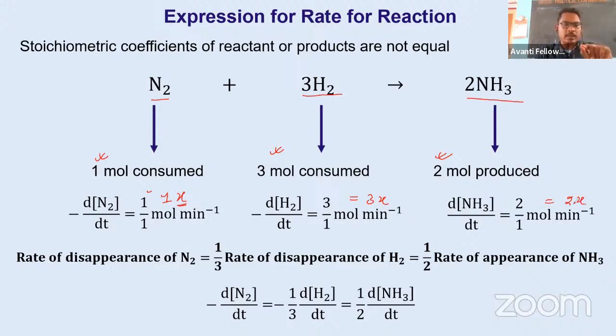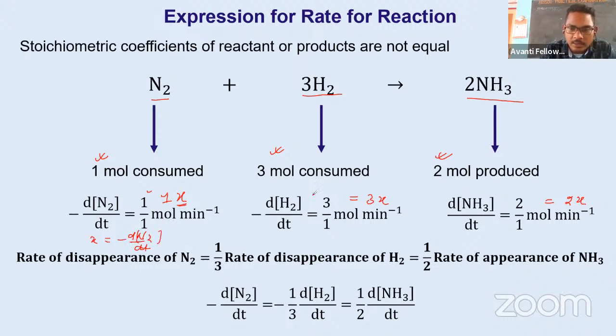So whatever the x we are taking, this is a rate or speed. If we want to get the rate of this particular reaction with respect to nitrogen, hydrogen, and ammonia, then we can write x equal to minus d[N2]/dt.